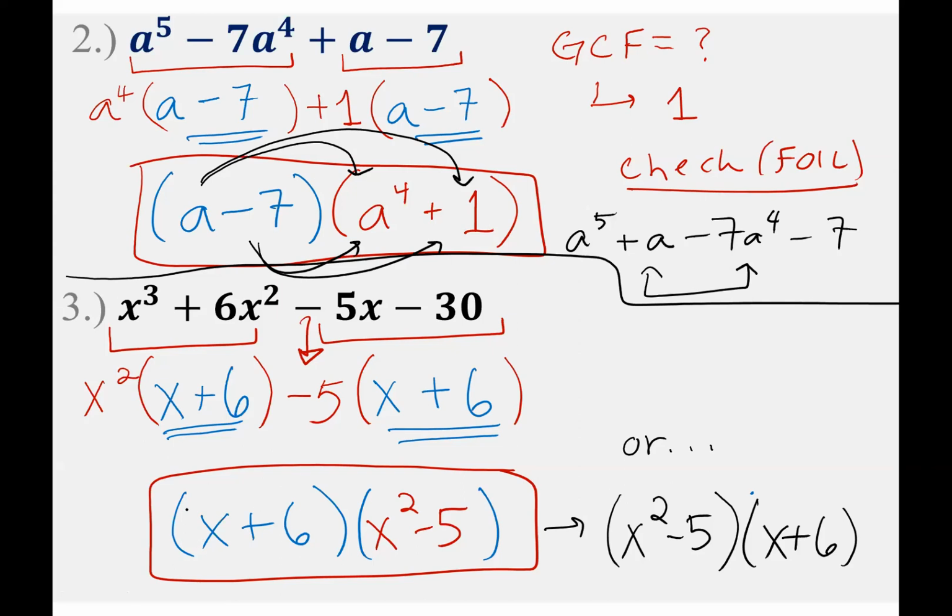However, the x plus 6 as a factor in parentheses doesn't necessarily need to be written first. It could be written second, and then the x squared minus 5 could be written first instead. So as long as you have these two exact factors, the order that you write them can be reversed.